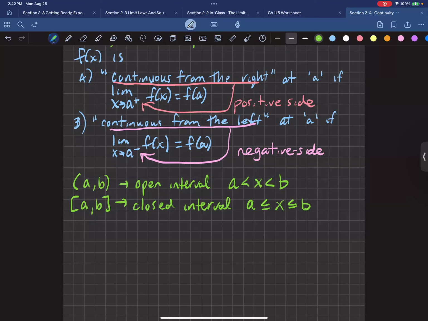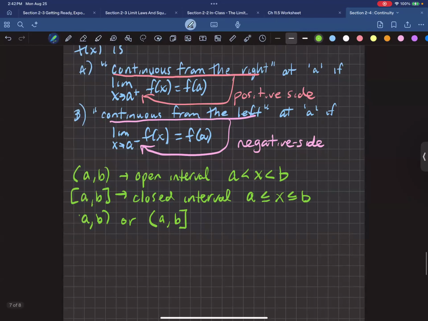And then we have ones where we could include a but not include b, or use parentheses on a but use a bracket on b. These are brackets, the square ones. This is like a is less than or equal to x less than b, or a is less than x less than or equal to b.